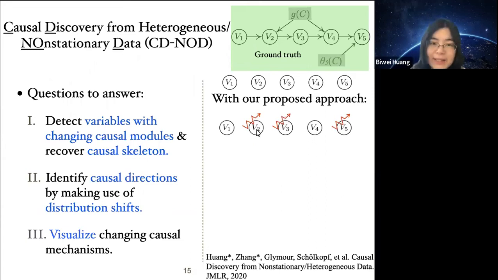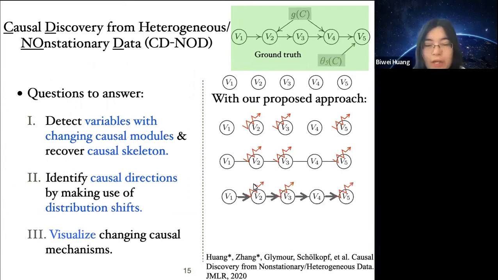First, how can we detect variables with changing modules and recover the causal skeleton? Second, how can we identify causal directions by making use of the information carried by distribution shifts? And furthermore, after identifying the causal structure, we would like to visualize how the causal mechanisms or causal modules are changing across different domains or over time.